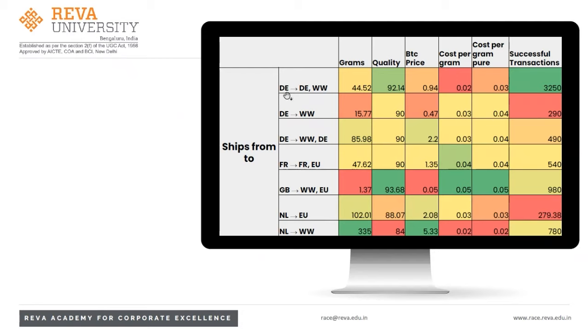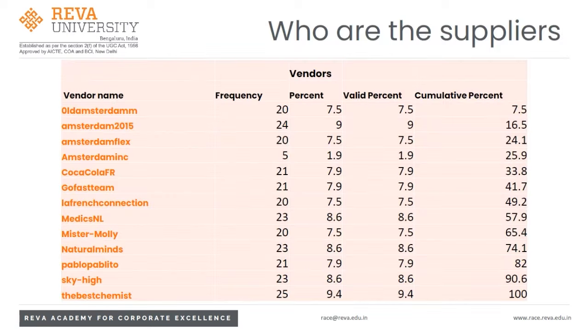On the other hand, Germany to worldwide, you see more number of transactions. However, the drugs are inexpensive and the Bitcoin prices are also less. So low end drugs basically go from Germany to worldwide. So you get some kind of a perspective about what is the source as well as the destination of shipment of these drugs through simple cross tabulation and such things.